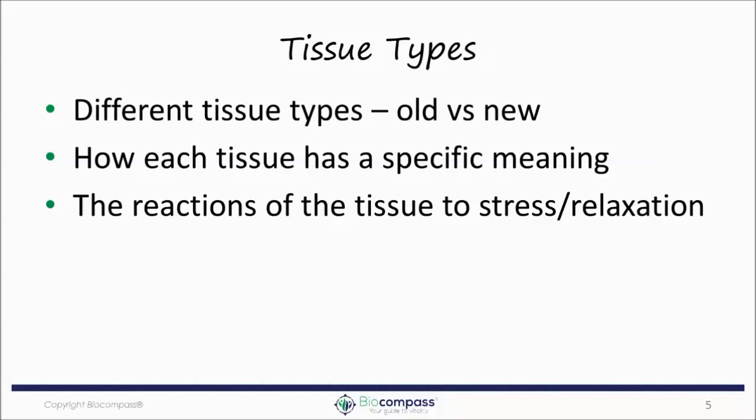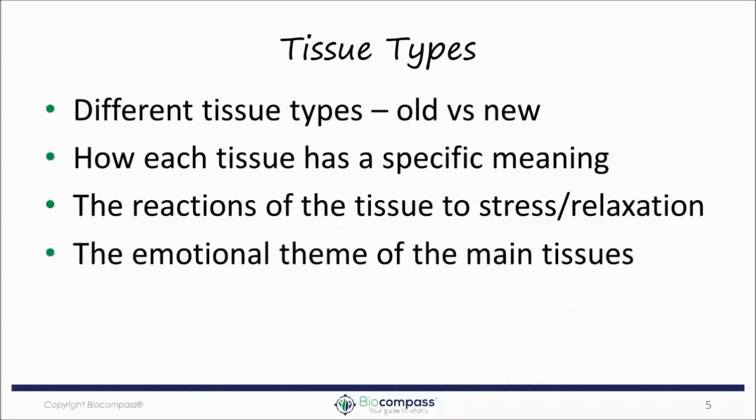How does the epidermis, which is a tissue of the skin, the outside layer of the skin, react to stress or relaxation? Or the cardiac muscle, which is a tissue part of the heart, how does it react to stress or relaxation? And the emotional theme of the main tissues. What is the emotional content? What did the client perceive in order for that tissue to react?